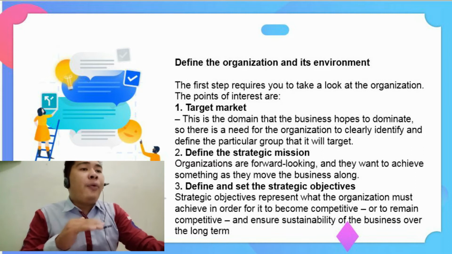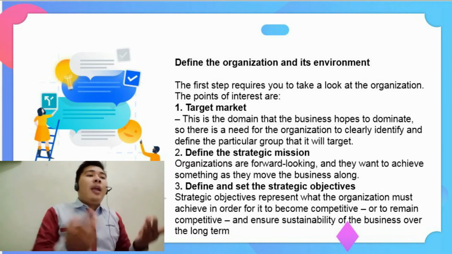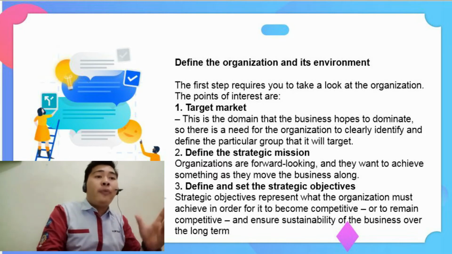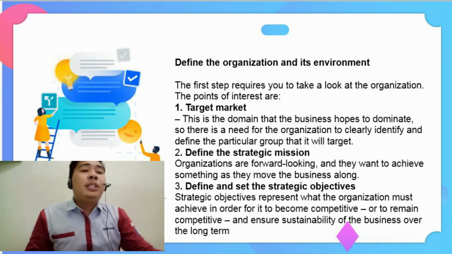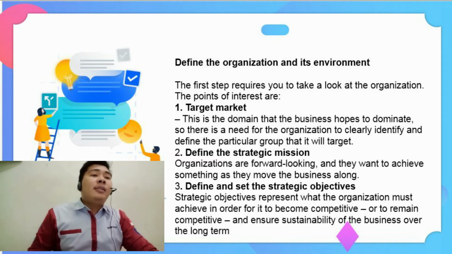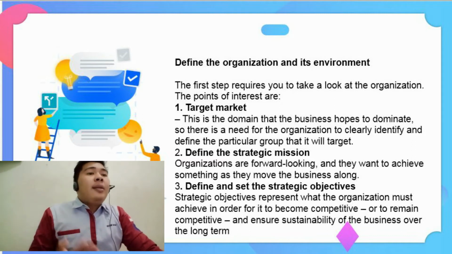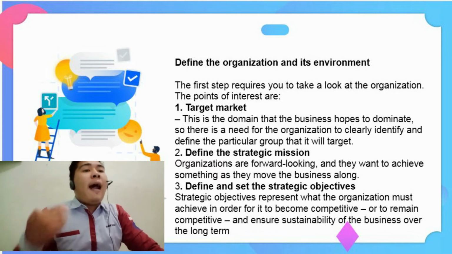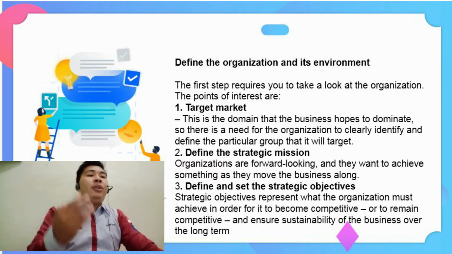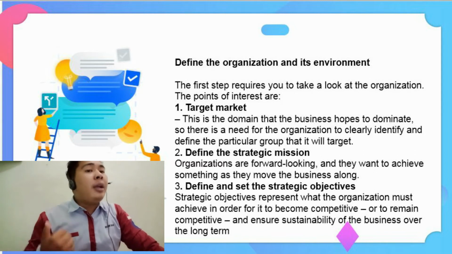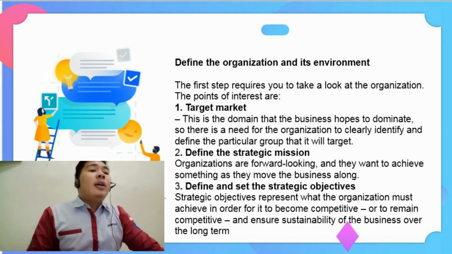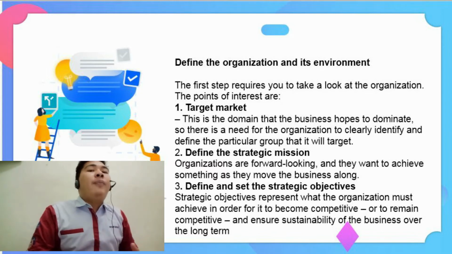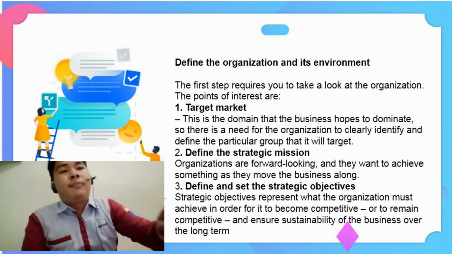Organizations are forward-looking, and they want to achieve something as they move the business along. 3. Define and set the strategy objective. Strategy refers to what the organization must achieve in order to become competitive or to remain competitive and ensure sustainability of the business over the long term.